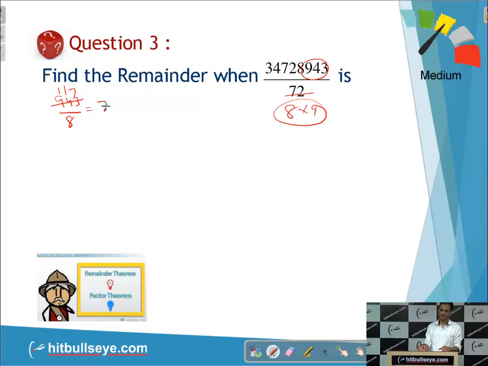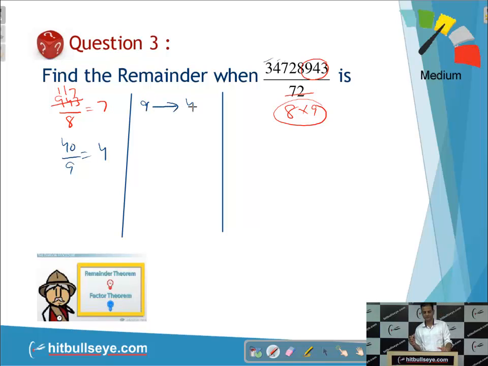And what is check of 9, students? Sum of digits should be divisible by 9. 3 plus 4 is 7, 14, 16, 24, plus 9 is 33, plus 4 is 37, 40. When 40 is divided by 9, you will get remainder 4. Now the question is reduced to this: we have to find a number which when divided by 9 gives remainder 4, and when divided by 8 gives remainder 7. We have to find the least number.